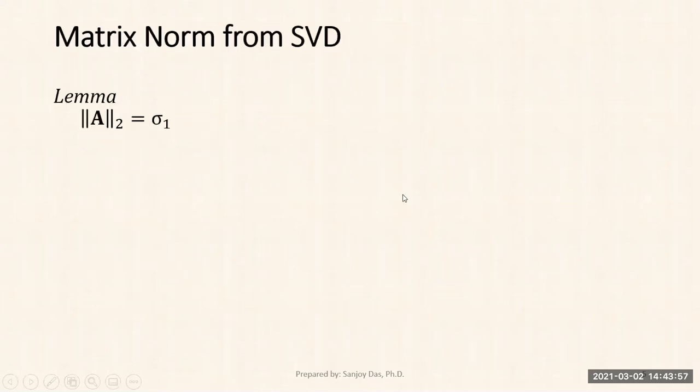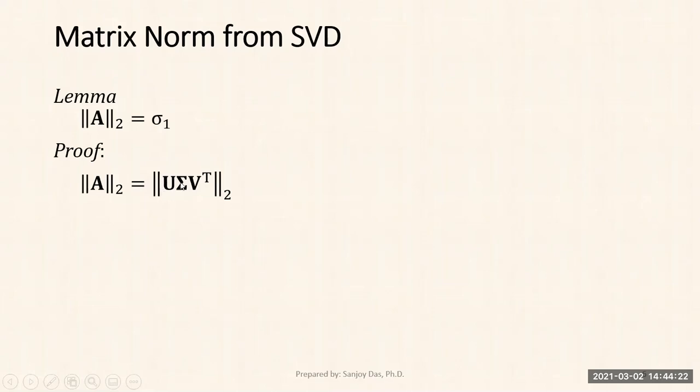Okay, now, so the L2 norm of a matrix A is sigma 1. This is the first singular value of A. Okay, let's prove it. So the L2 norm of A is equal to the L2 norm of U sigma V transpose. Agreed?